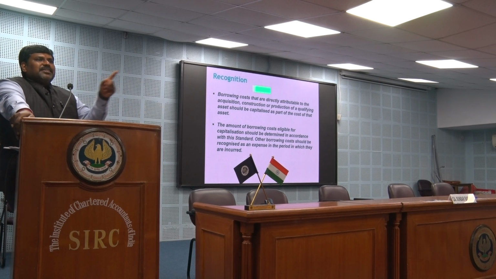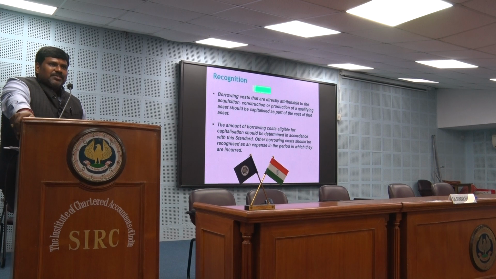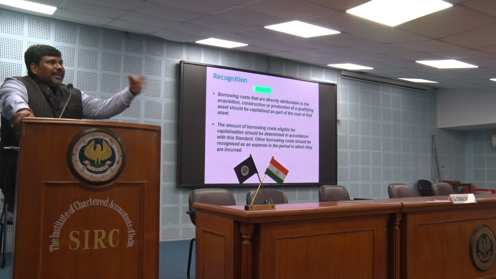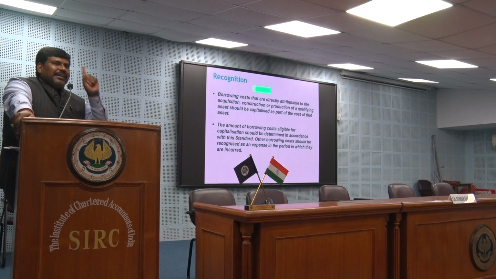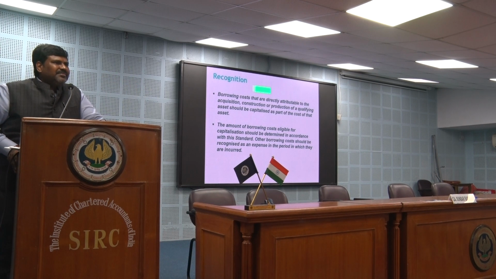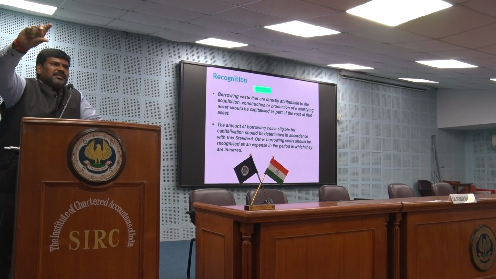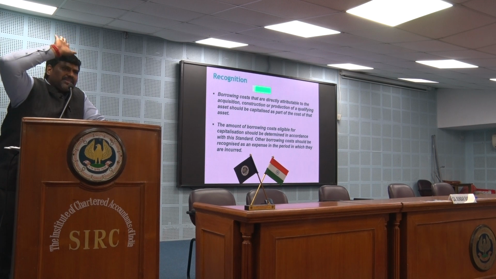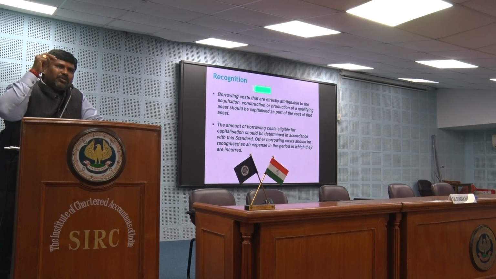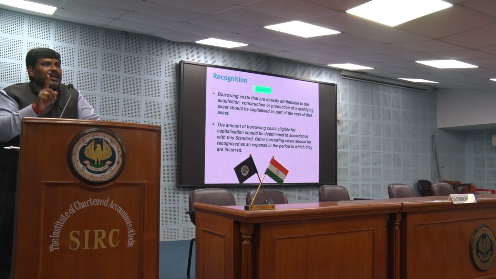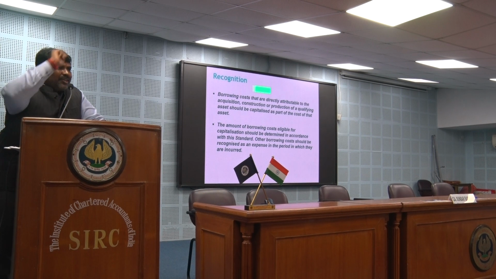Just because there is a borrowing, just because there is a purchase of an asset, this standard does not come into picture. It must take a substantial period of time for its intended use. I purchase an asset and next day I am going to install and use it. Even though there is a prior period interest cost will be there, 2 months, 3 months of delay, but 2 months, 3 months is not considered as substantial. That is a debit to the P&L account. It has to be expensed off. The intended use must take more than 12 months.